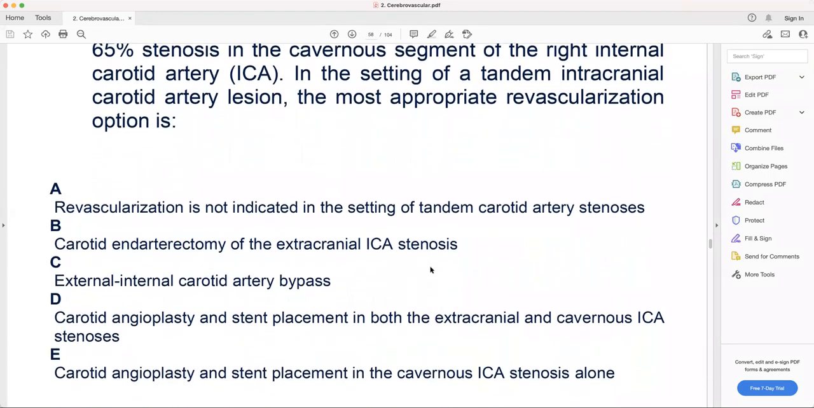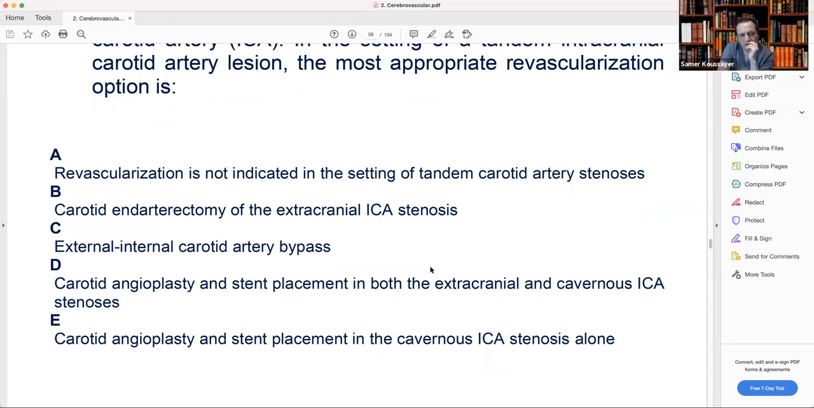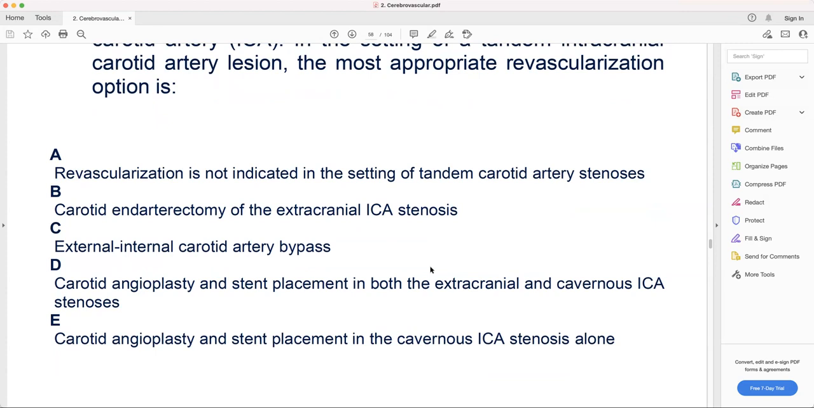So next one. Carotid endarterectomy of the extracranial internal carotid artery stenosis. Yes, this is the only thing I will do. Then external internal carotid artery bypass. We don't do this. It is wrong by default. No. Carotid angioplasty and stent placement in both the extracranial and cavernous ICA stenosis. No. And carotid angioplasty and stent placement in the cavernous ICA stenosis alone. Also no. So no.